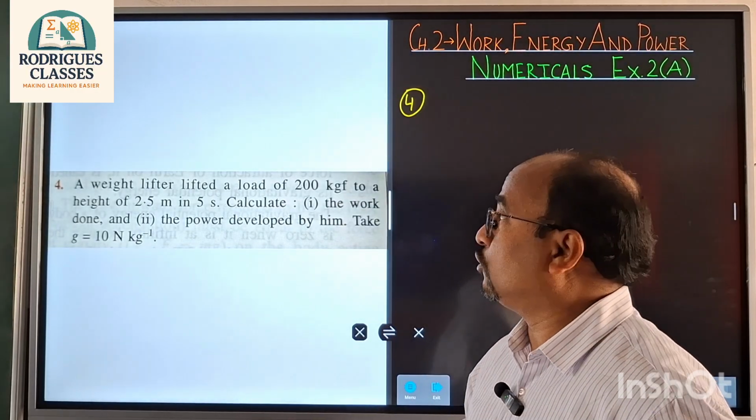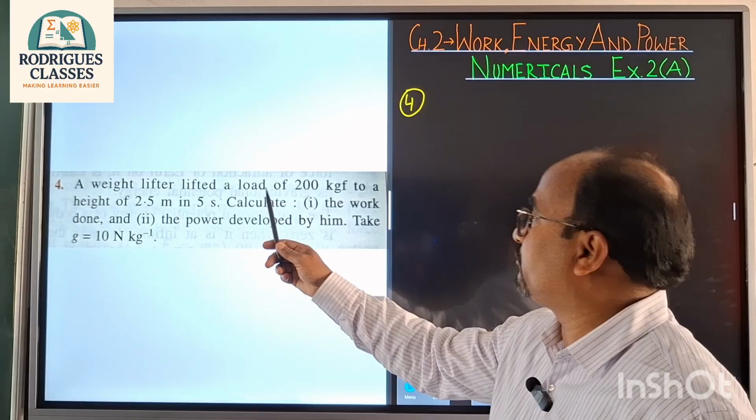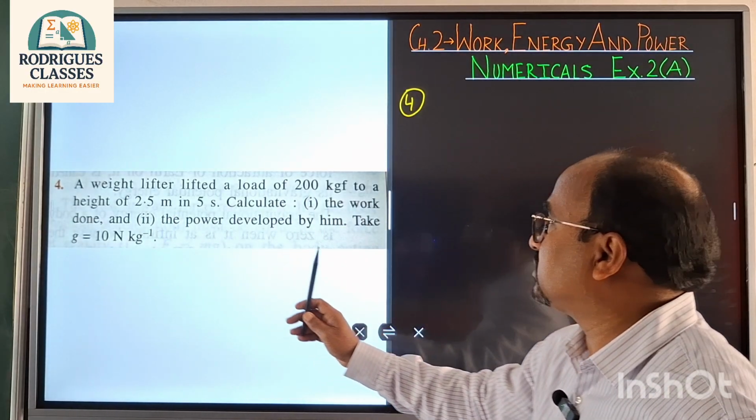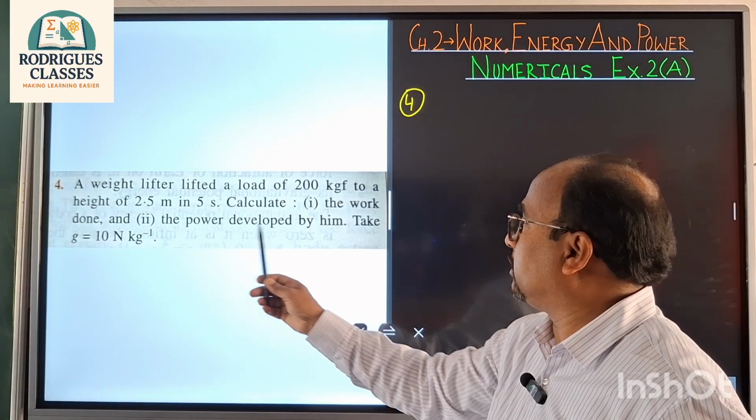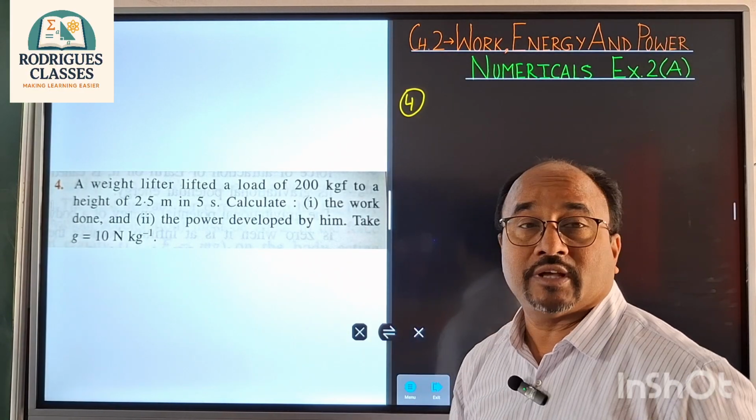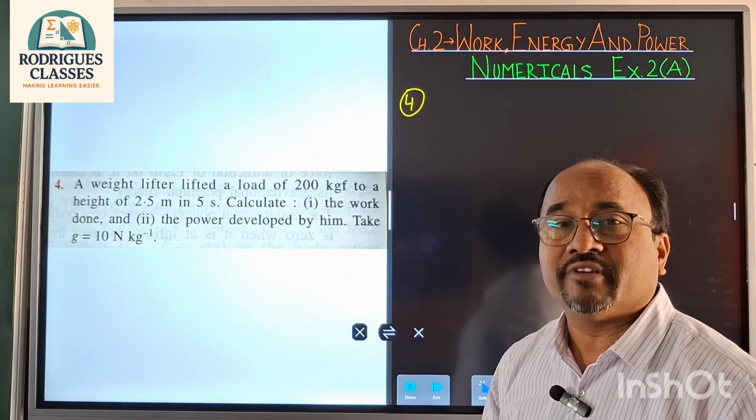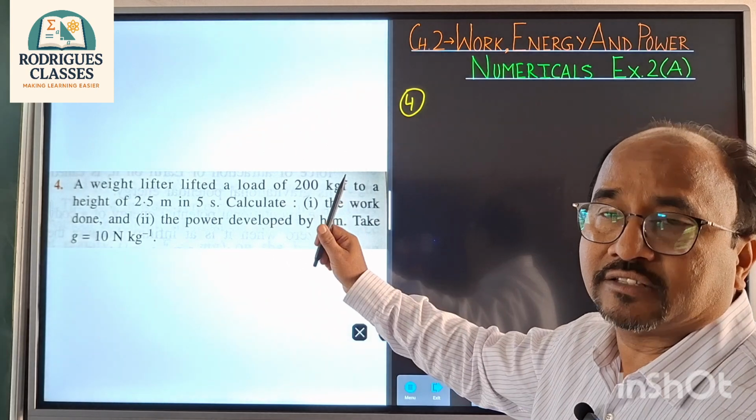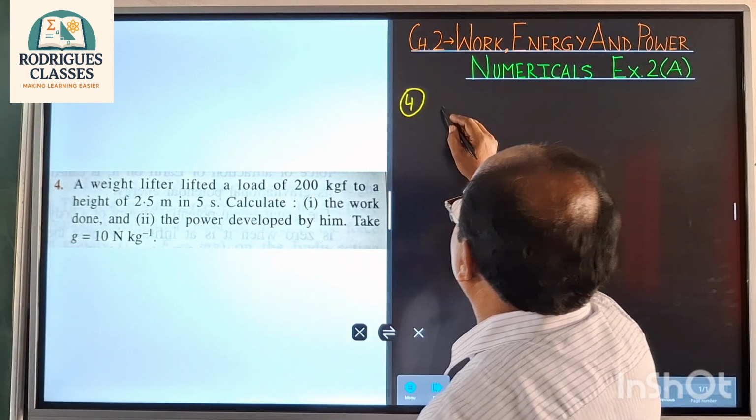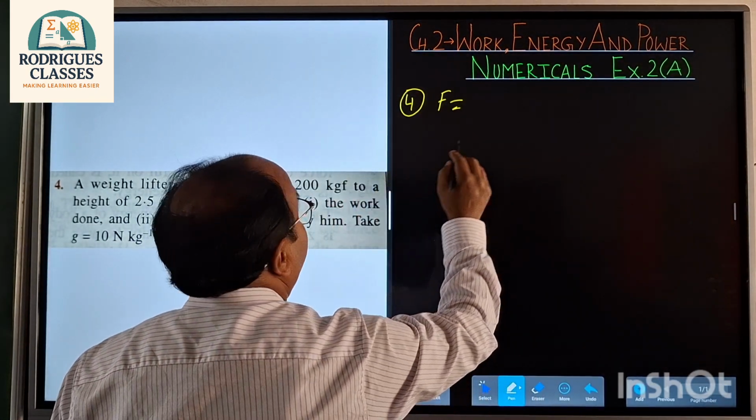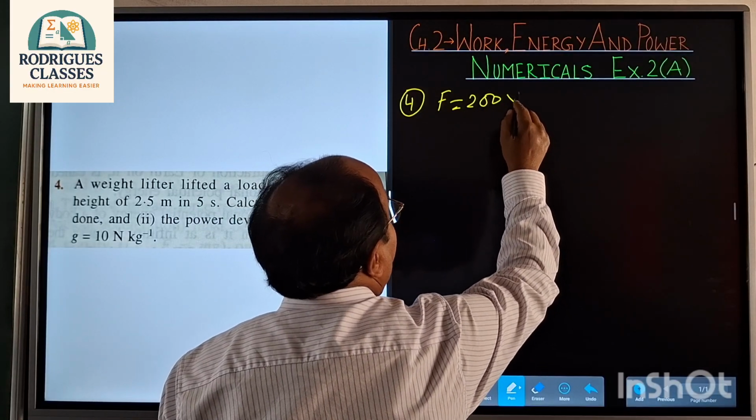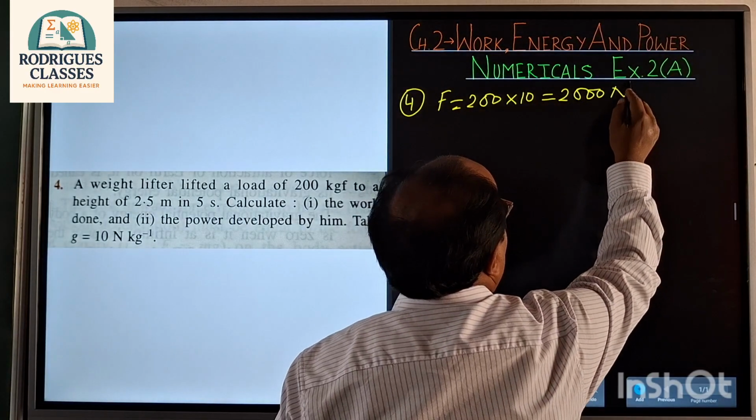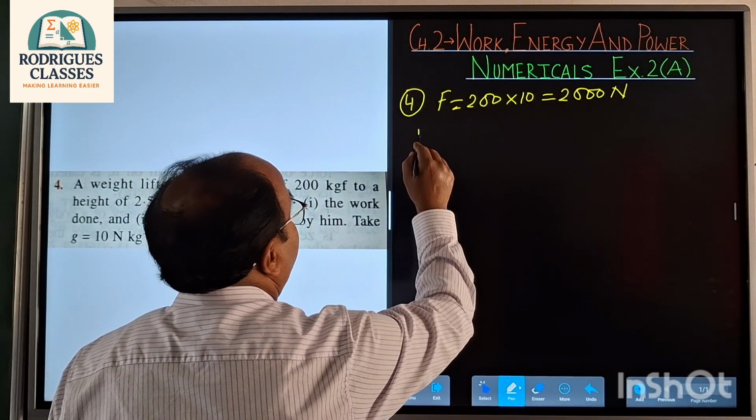Now let us begin with that fourth numerical, which says a weightlifter lifted a load of 200 kgf to a height of 2.5 meter in 5 seconds. Calculate the work done and the power developed by him. We have to take g value as 10 Newton per kg. So it's a very simple sum, direct to the formula. We have to just remember that this which is given as the weight, which is the force here, is 200 kgf. So I will multiply it with 10 because g value is given as 10 and write it as 2000 Newton.